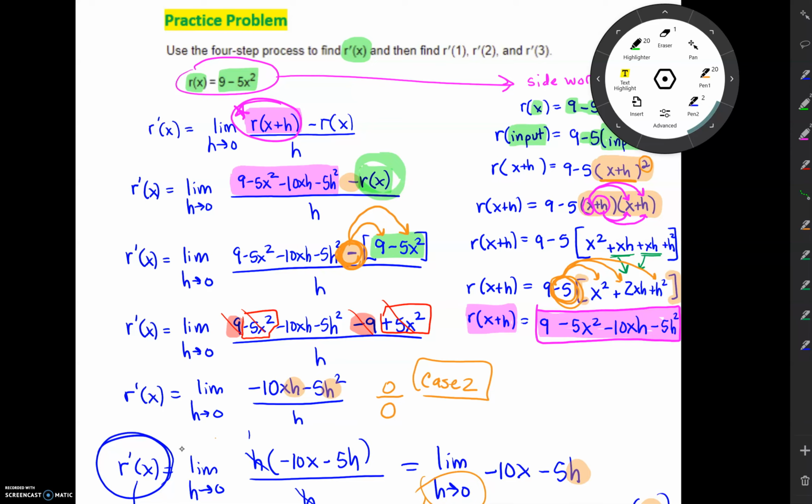Okay, so good luck with this 4-step process. Write your work carefully so you can get partial credit. Get help with algebra when you need it.